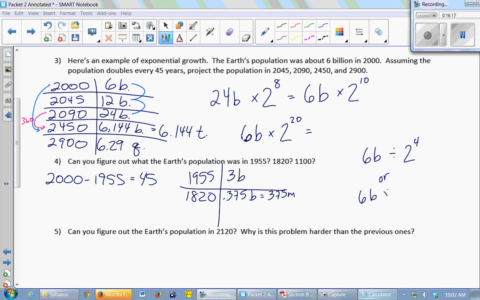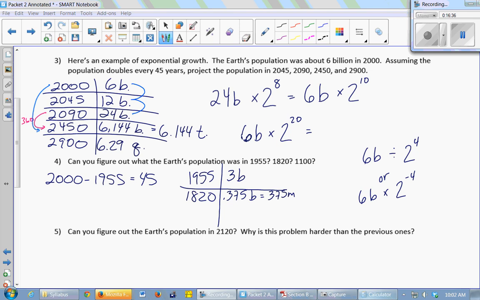Or you could multiply by 2 to the negative 4. If anyone has seen negative exponents, multiplying by 2 to the negative 4 is the same as dividing by 2 to the positive 4. You can do either one, whichever one feels natural to you.